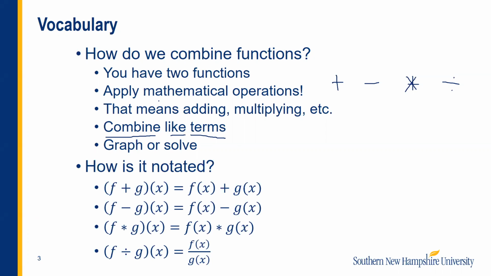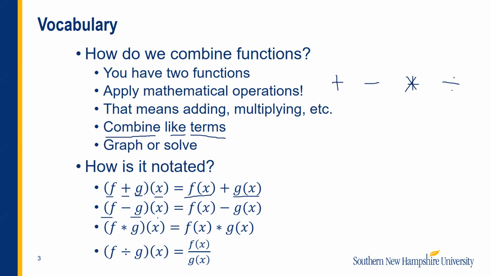Below here, I have two different versions of the notation with an equal sign between each one. On the left, we have the function f plus g for x. On the right, we have f of x plus g of x. It means the same thing. Either side, notated either way, means the same thing. You're adding the two functions. Subtraction.